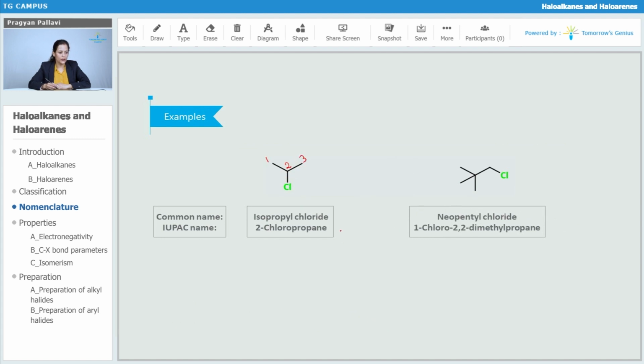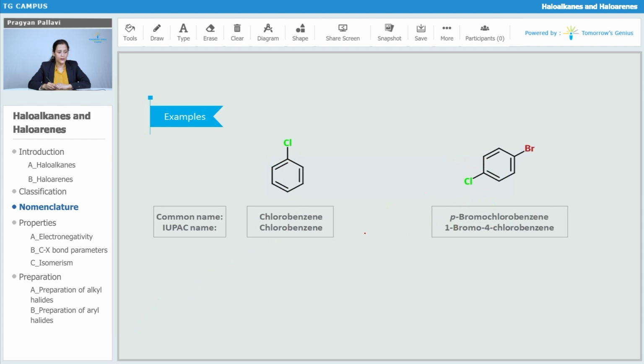And its common name will be simply alkyl halide. Hence it is propyl, so we will say it is isopropyl chloride. Now this we are having 1, 2 and 3. So it's a carbon of 3. So it will be propane, and we are having substitution at position 2. So it is named as 1-chloro-2,2-dimethylpropane. So this is its IUPAC name, and its common name will be simply neopentyl chloride.